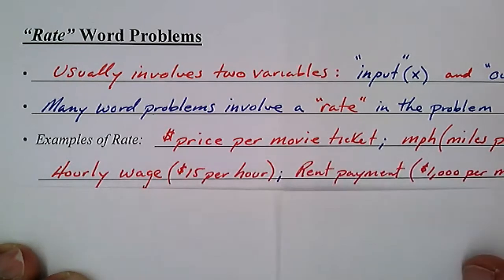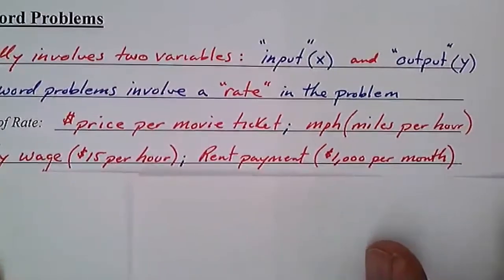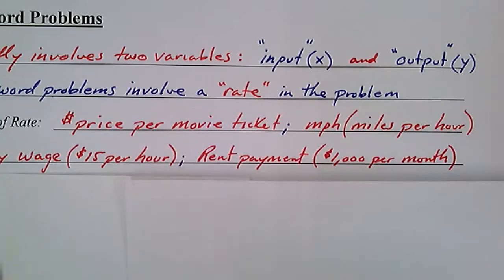Then here's another example, a rent payment. When you move out on your own, one day you'll hopefully not be living with mom and dad. When you move out, you probably rent an apartment to start off. Usually people don't have enough money to buy a house, so they rent an apartment. I rented an apartment before I had enough money saved. So your rent payment is a rate. It might be $1,000 per month.